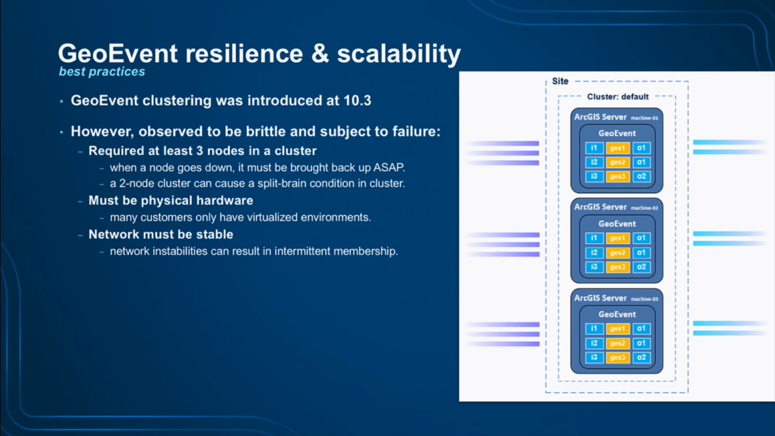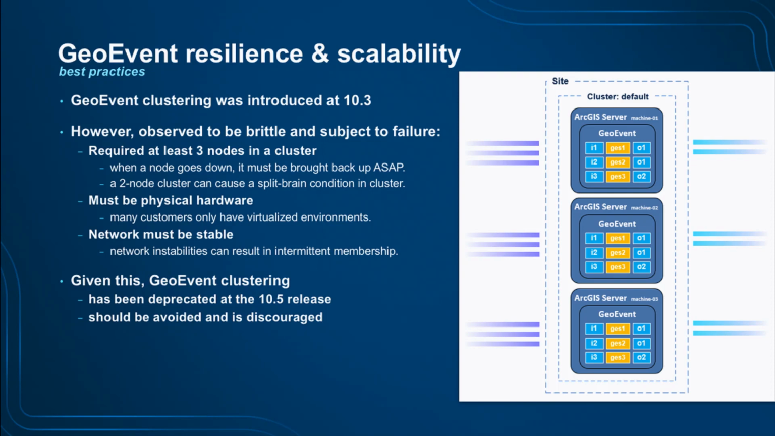Which is the last bullet, which is the network needs to be stable. So if these machines can't talk to each other, then they think that they're existing on their own and the cluster's gone away. And so it makes the membership changes happen in weird ways. Basically, this proved to not be a good viable solution, and we've since deprecated that now officially at the 10.5 release. So we'll likely stop supporting clustering at the 10.6 release.